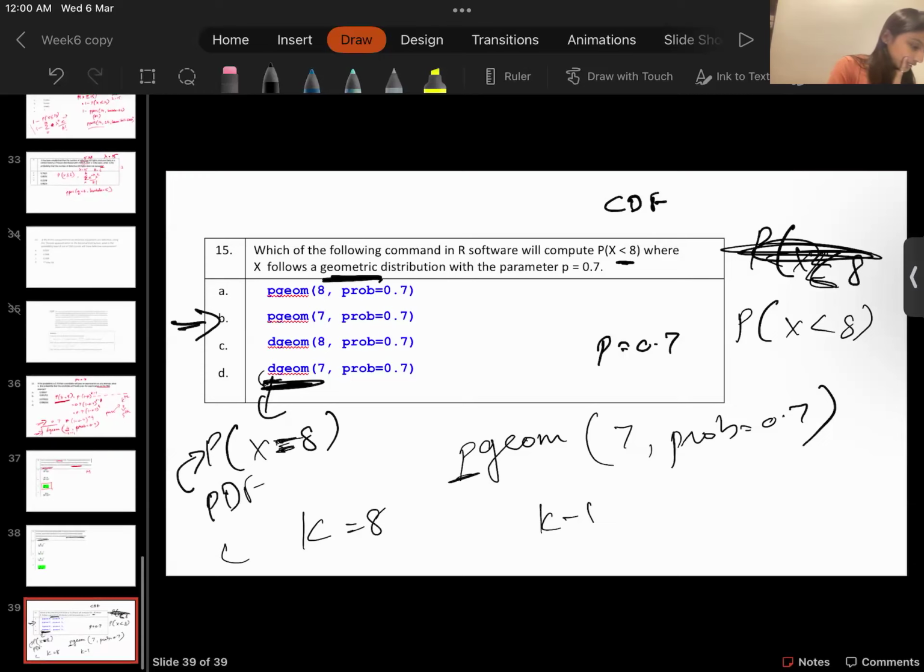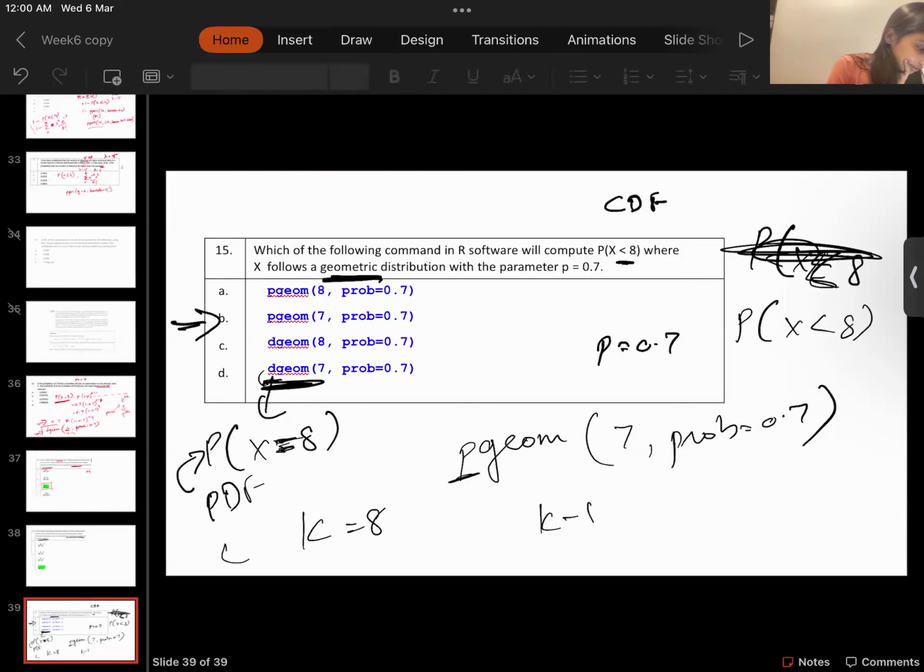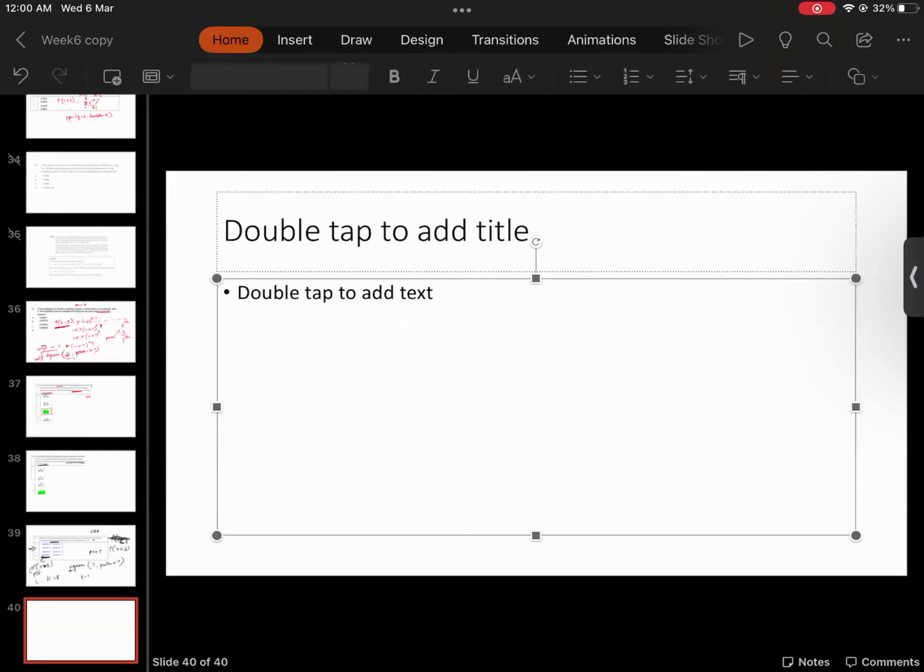So basically, how you can remember this is by, how do I insert a new slide? Okay.